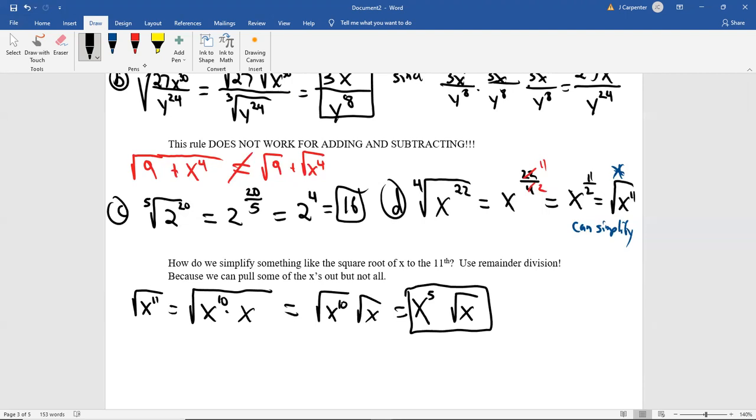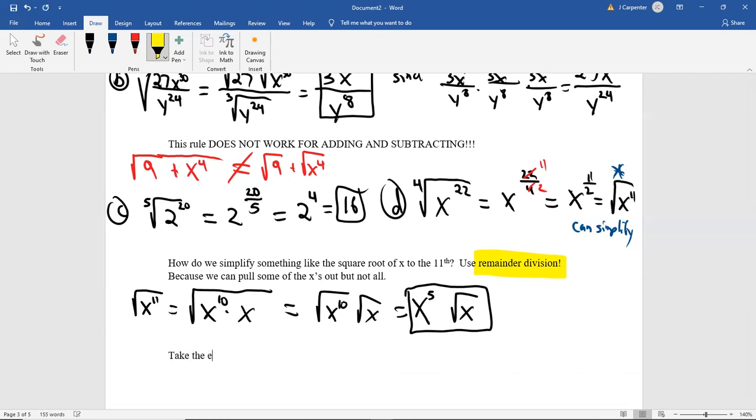And this is one way to do it, but again, a lot of students will have a hard time figuring out what this should be and what that should be. Now, maybe you get really good at it, maybe you don't, but I want to teach you what I think is a more efficient way, and that's the remainder division. So here's what we do.